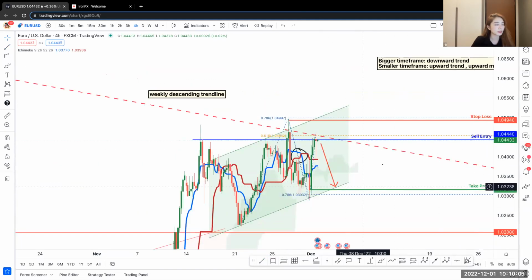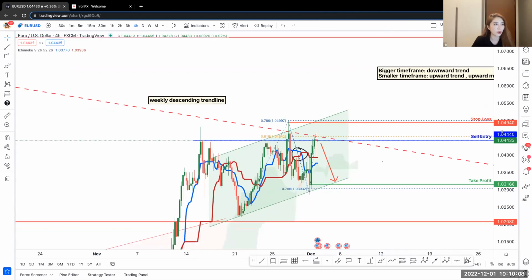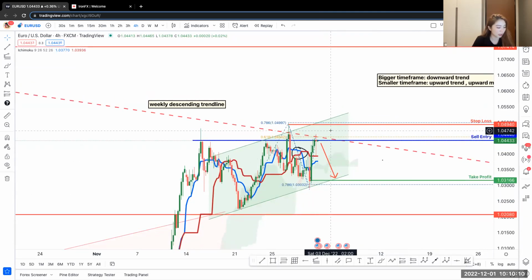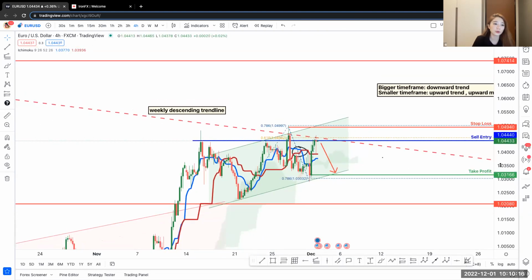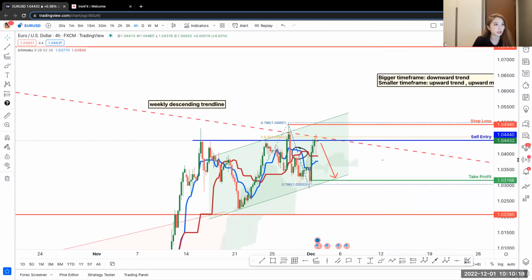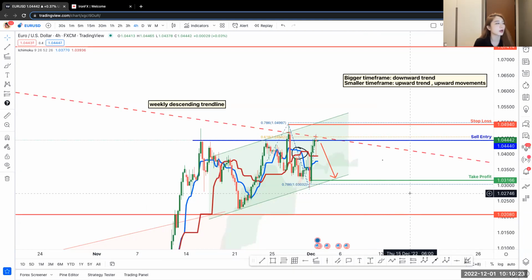All right, so I'm looking at a possible short-term drop and then an increase afterwards. However, if price really exceeds the weekly descending trend line and reaches above, you guys can take a look at the stop loss as well. However, this is not a very trending pair we are looking at as of right now for euro dollar.